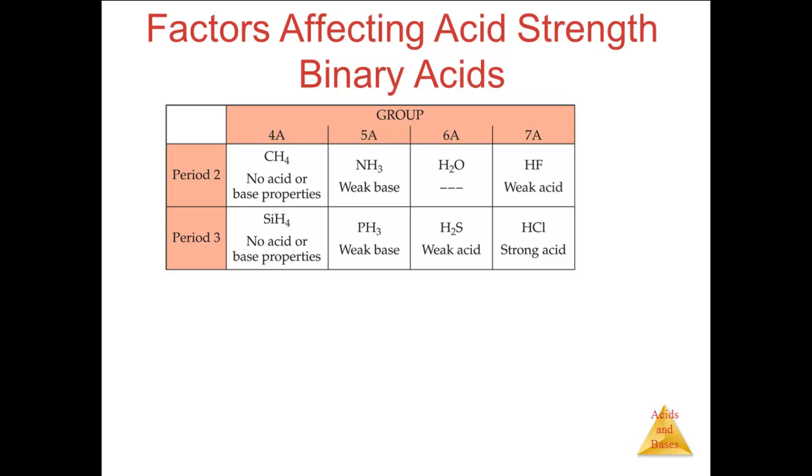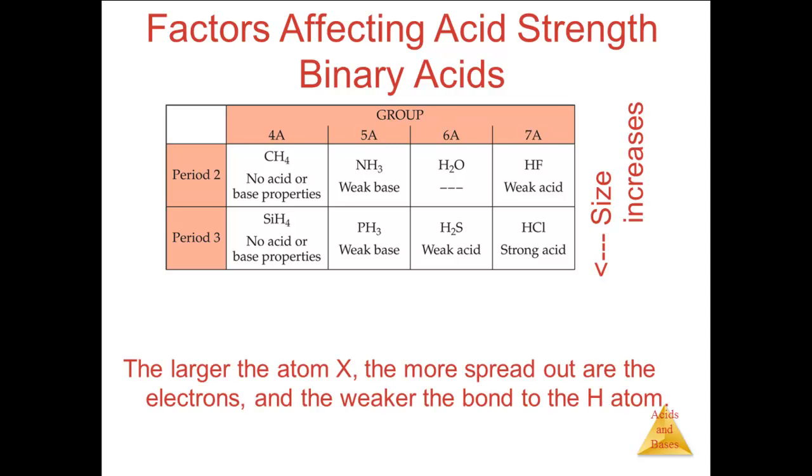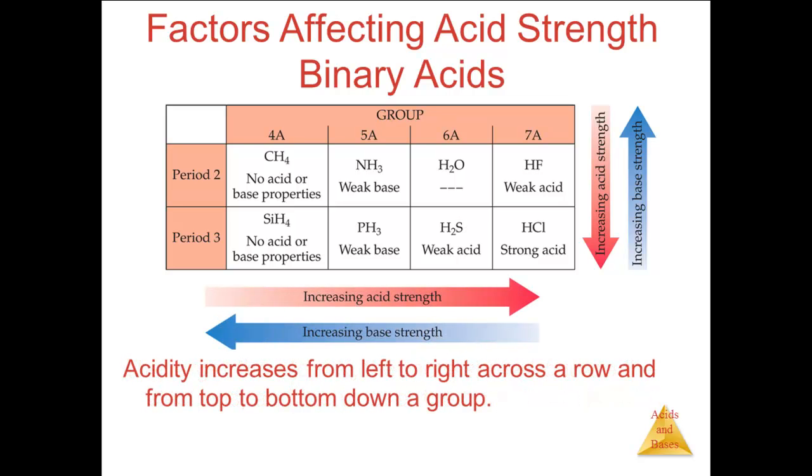Going down a group, the binary acids get stronger. This is because the central atom gets larger as we go down the group. As the atom gets larger, the electrons get more spread out, and the bond gets weaker. So the acid strength increases coming down a group. To summarize, the strength of binary acids increases going from left to right across a period and from top to bottom down a group.